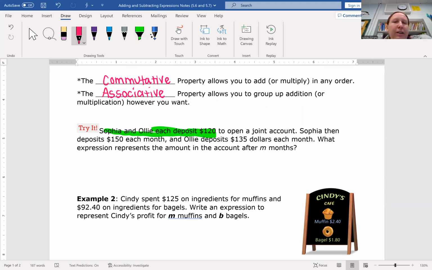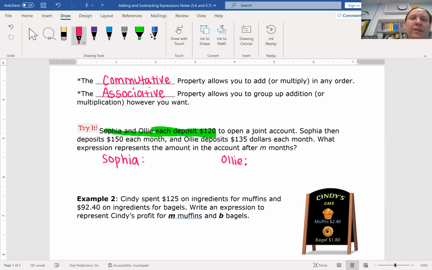Okay, so Sophia and Ali are each depositing $120. Sophia then deposits $150 each month and Ali deposits $135 each month. How much represents the amount in the account after M months? So we're going to write expressions for Sophia and Ali, and then we're going to add them together.